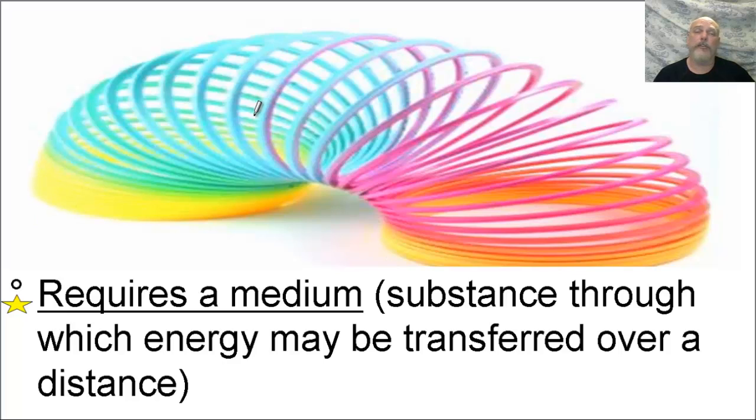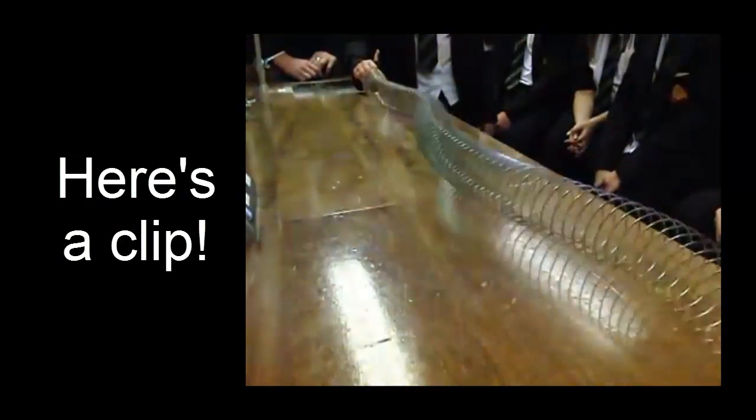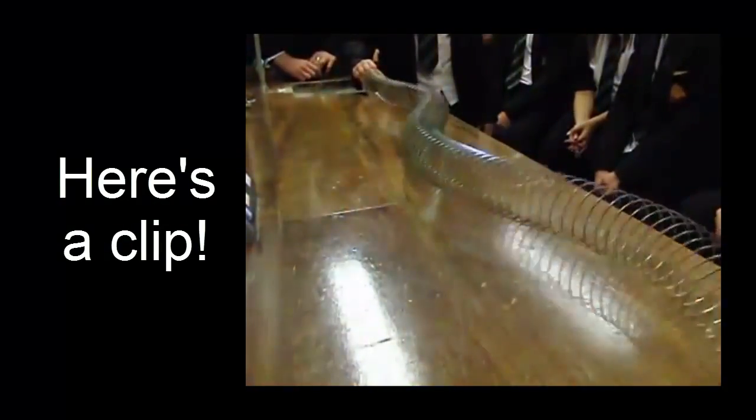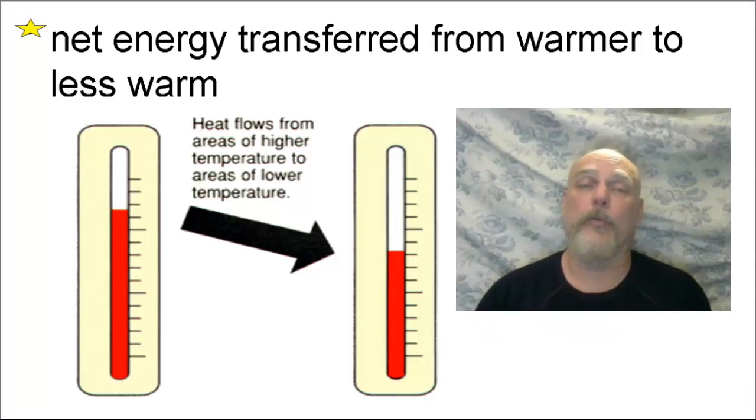There are all different kinds of mediums. For example, a slinky can transfer energy through the slinky. If you take one end of the slinky and you snap it, the slinky wave goes back and forth. Here's the flame. The flame is heating up this metal bar. The molecules in the metal bar start moving faster and faster and faster, and it keeps moving down to your hand. Conduction.